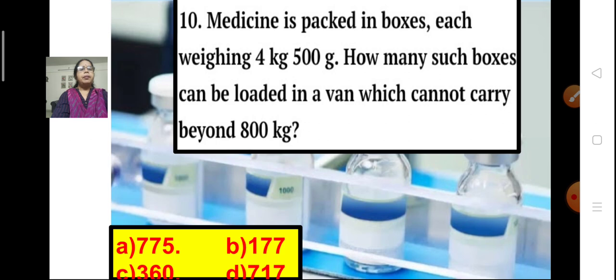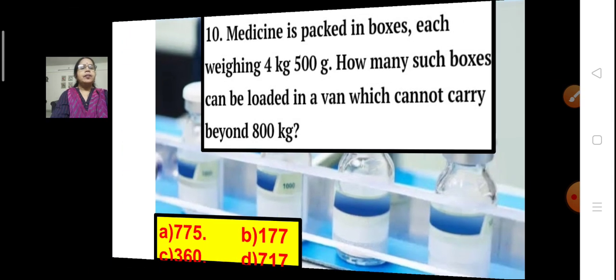10th problem: medicine is packed in boxes, each weighing 4 kilograms 500 grams. So, how many such boxes can be loaded in a van which cannot carry beyond 800 kg? So, here also this is a division problem. We have solved it earlier. Let us see from these options which one is the right one.